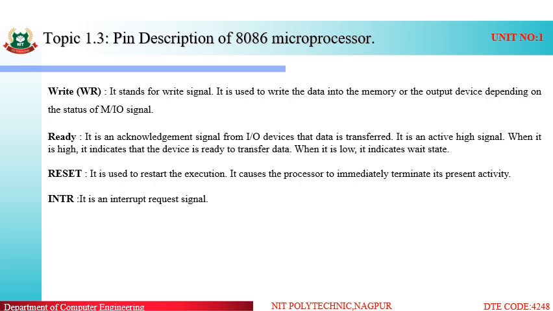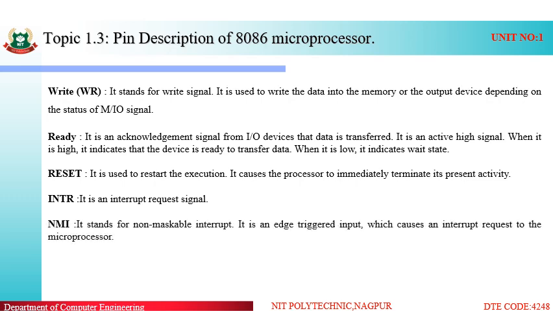Interrupt pin. It is an interrupt request signal. Interrupt means to temporarily halt the processing. If you want to halt the processing of any task for some time, we can give this interrupt signal. In a computer system, we do this with the help of the task manager. When we press Control Alt Delete, the processor is temporarily halted or stopped. That kind of signal is called an interrupt signal.